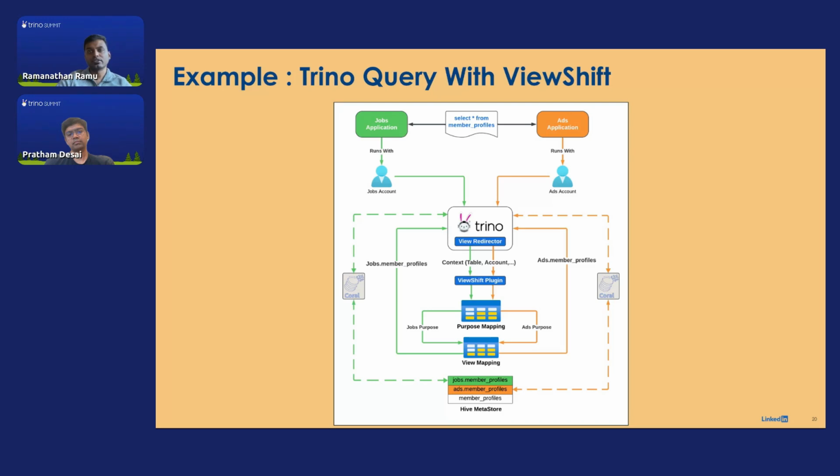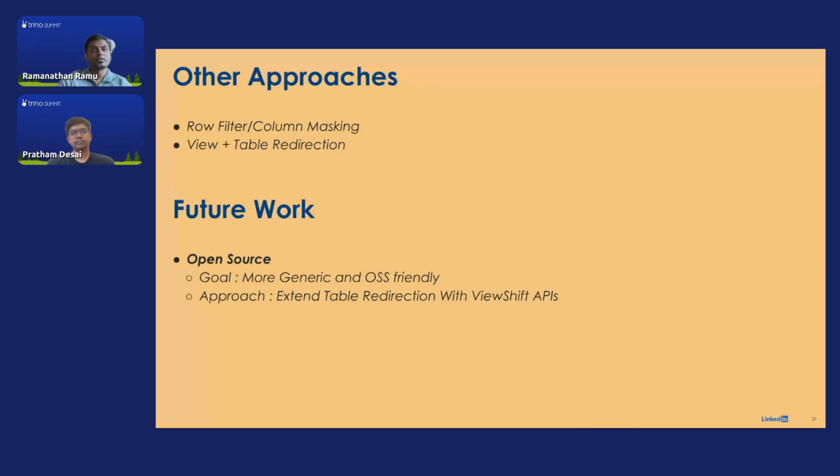So as you can see, even though the user query was select star from member profiles and the user still sees this query, under the hood the view redirector and the ViewShift plugin would redirect this query to the right data guard view transparently.